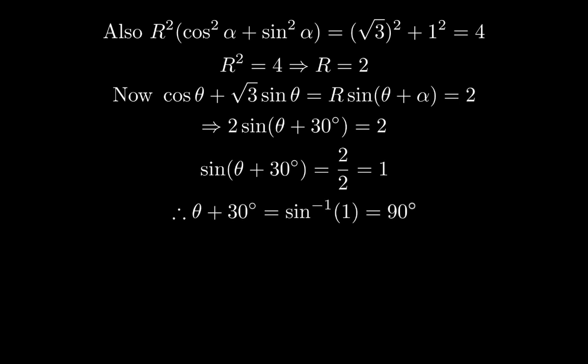Sine theta is positive in the first and the second quadrant, and in that case, when sine theta is 1, we have only that angle in the two quadrants. And now theta is 90 minus 30. That is what we have as the value of theta. We have only that value.